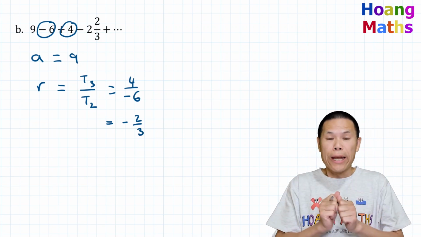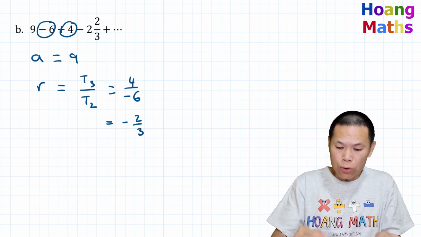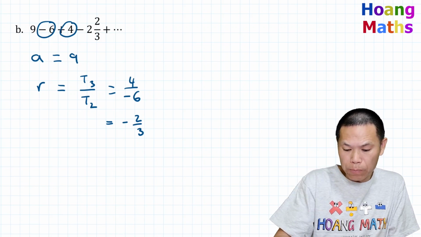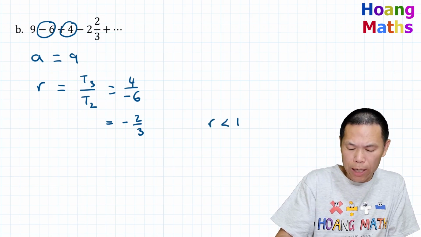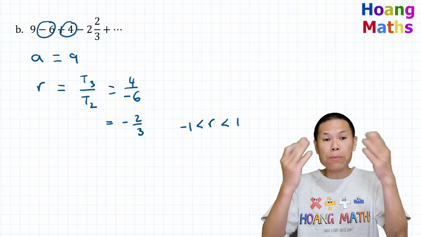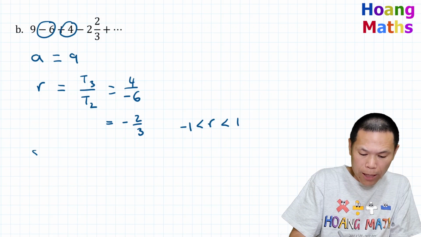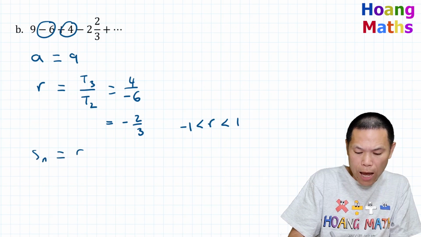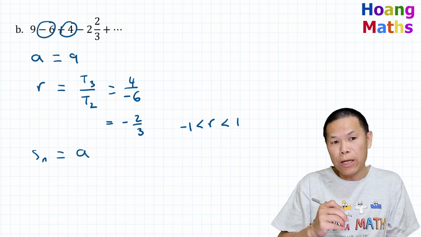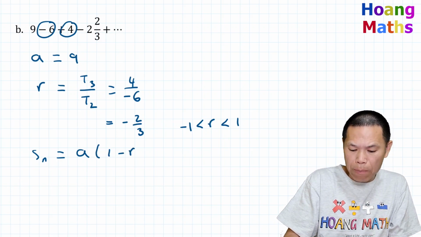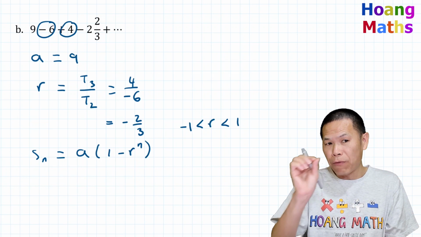So there you go. Now, since the common ratio is between -1 and 1, okay, so r is between 1 and -1, this means that we need to use this formula here. So S of n is equal to a, because r is between -1 and 1, we just use this formula, 1 minus r power of n instead of r power of n minus 1.